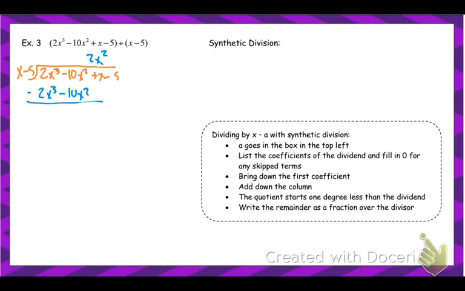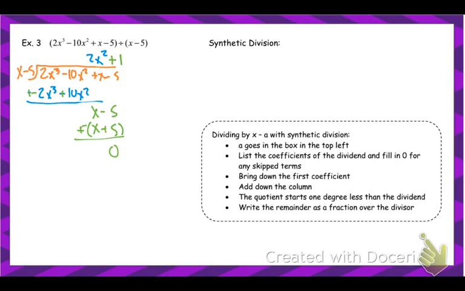When I subtract, a little bit different this time, everything cancels out. Well, we'll bring down the x minus 5. I get 1. And again, everything cancels out. My remainder is 0.